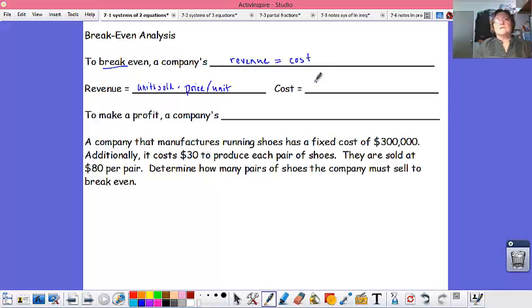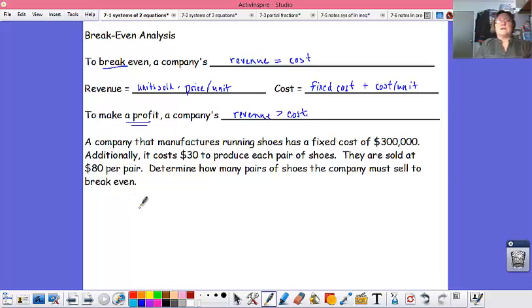Cost can come in 2 forms. All businesses have fixed costs, and those are things like rent and utilities, things that you have to pay no matter how much product you produce. Fixed costs plus cost per unit. So costs come in 2 forms, revenue just the one. Profit is more than just breaking even. So in order to make a profit, revenues have to be greater than costs. And let's take a look at this little problem.